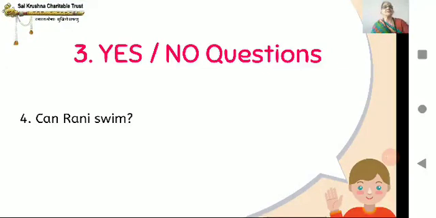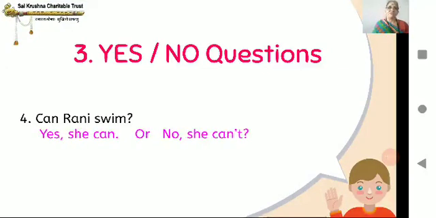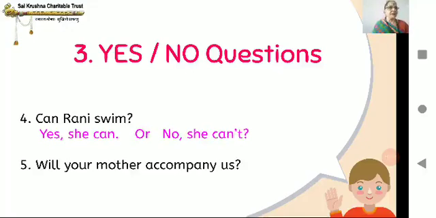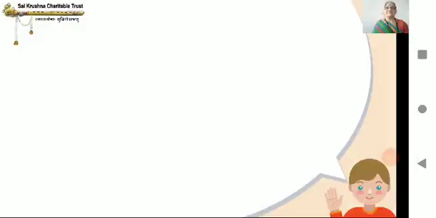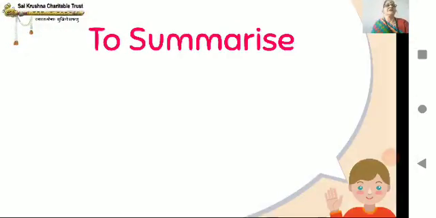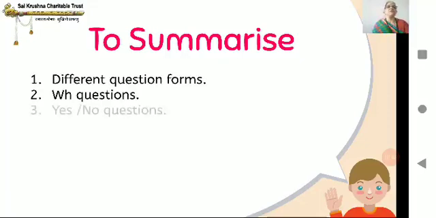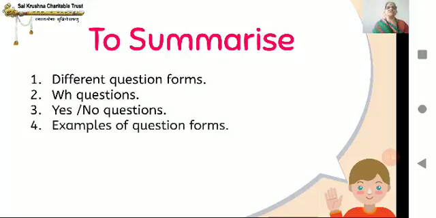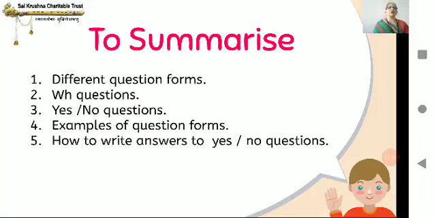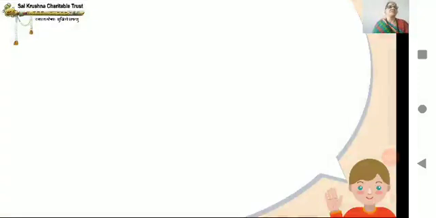Can Rani swim? Yes, she can. Or no, she can't. Will your mother accompany us? No, she won't. Or what else can you write? Yes, she will. Is that clear, children? Now to summarize. What all did you learn in this? Different question forms, WH questions, yes or no questions, examples of question forms, how to write answers to yes or no questions. Is that clear?